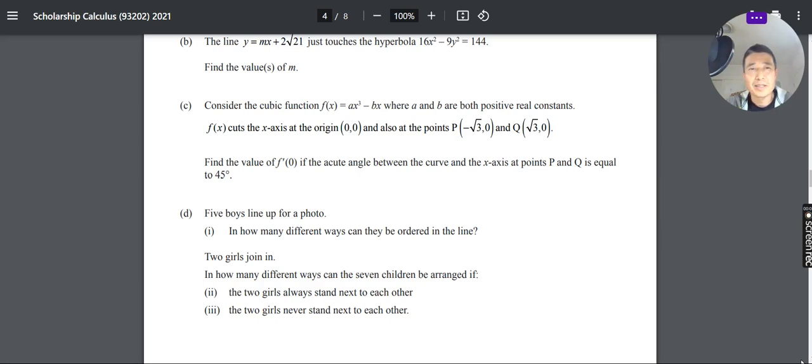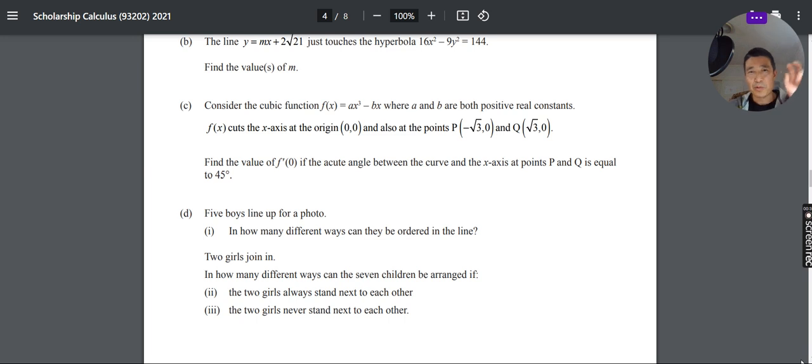Another good question here. 2021 Scholarship Calculus, question 3c. Consider the cubic function f of x equals ax cubed minus bx, where a and b are both positive real constants. F of x cuts the x-axis at the origin and also at the points P and Q. Find the value of f prime 0 if the acute angle between the curve and the x-axis at points P and Q is equal to 45 degrees.